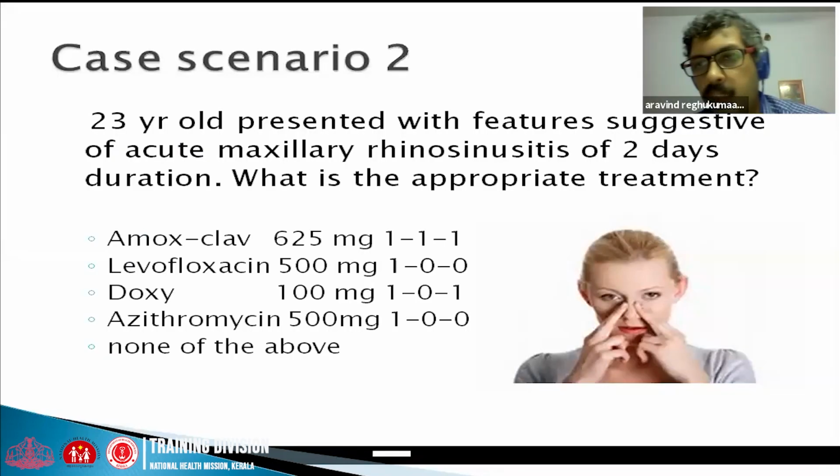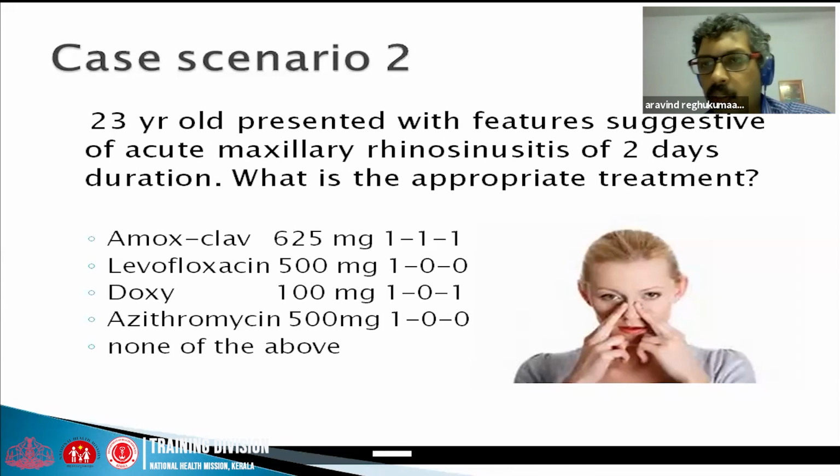So this is with regard to acute uncomplicated cystitis. Now we'll go to the second common scenario we encounter in the OPDs. A 23-year-old presented with features suggestive of acute maxillary rhinosinusitis of 2 days duration. So what is the appropriate treatment?